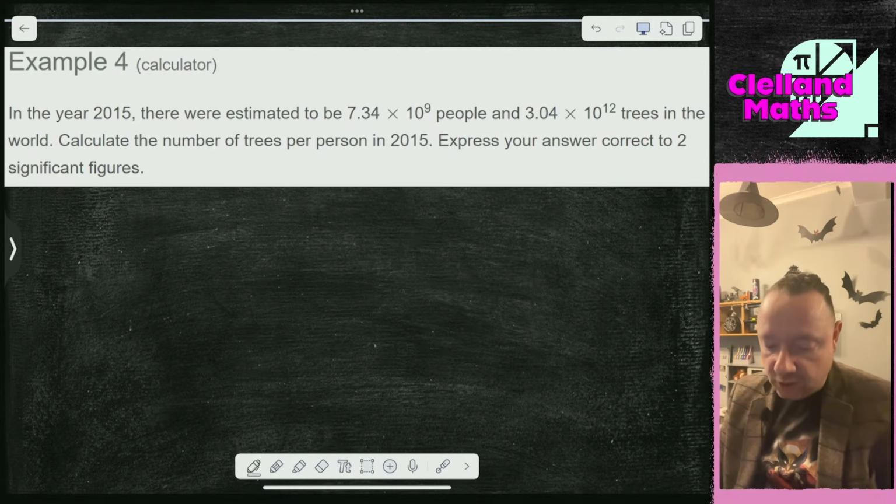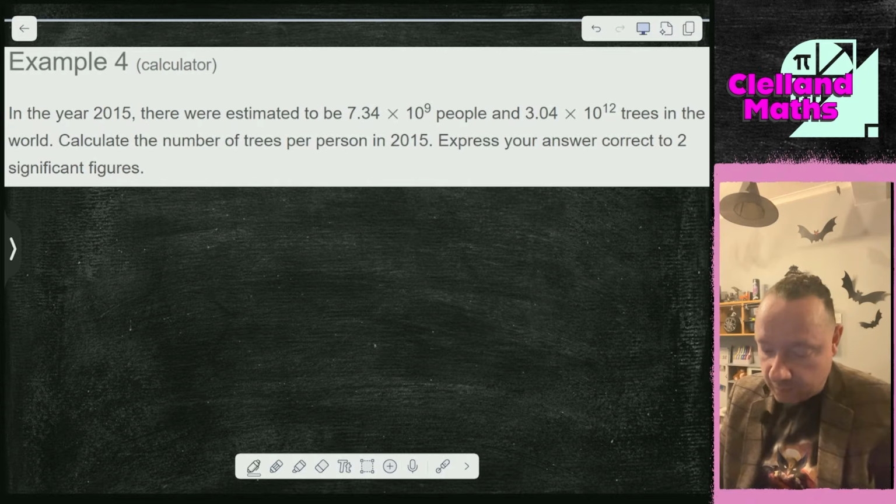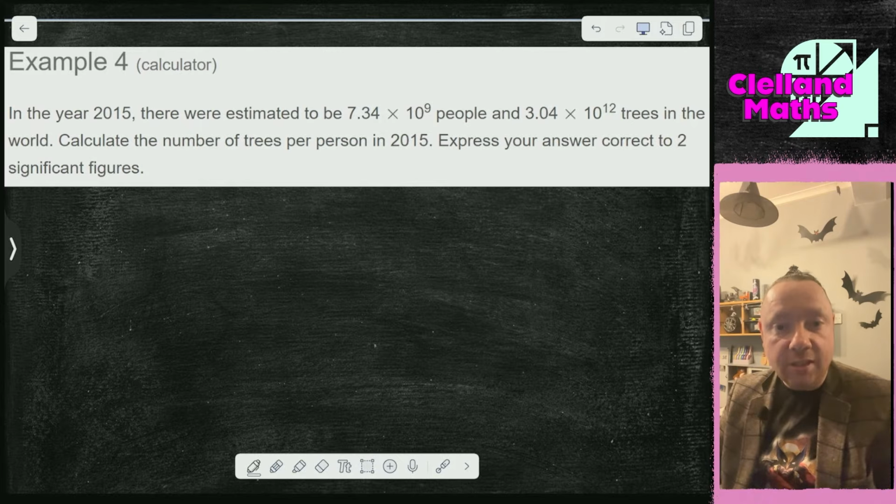Example 4 for scientific notation. In the year 2015, there were estimated to be 7.34 times 10 to the 9 people and 3.04 times 10 to the 12 trees in the world. Calculate the number of trees per person in 2015. Express your answer correct to 2 significant figures.